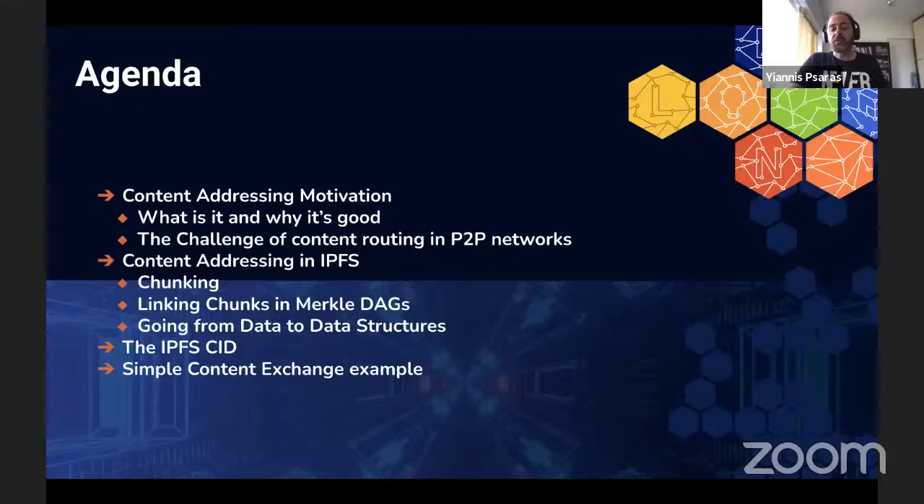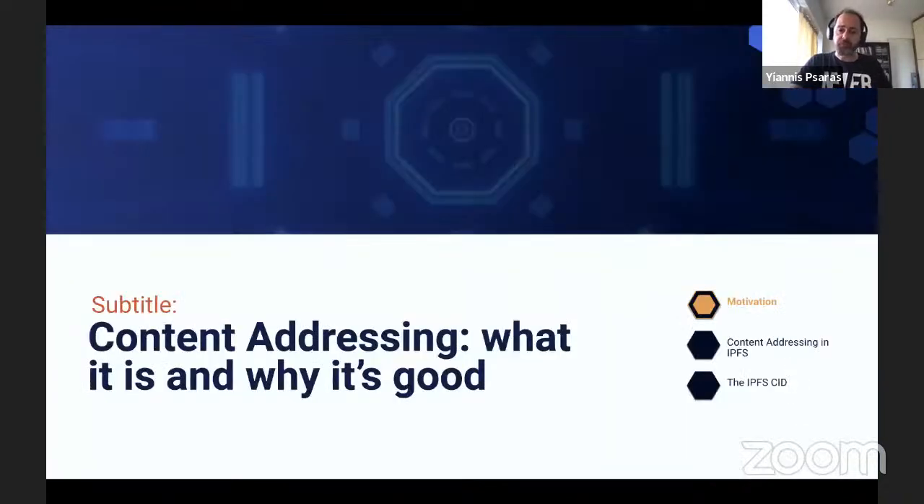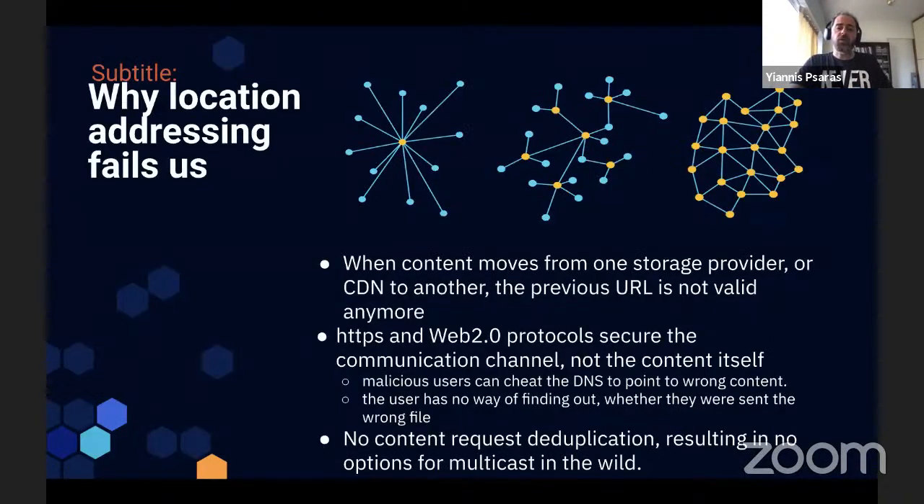Then we're going to go in more detail and talk about how chunking is done and how chunks are linked into Merkle DAGs in IPFS. And then we're going to see what the IPFS CID, the content identifier, is. This is the most important part of the whole architecture, as I said, and therefore we should pay some attention to it upfront. So why does location addressing fail us, or why is content addressing important?